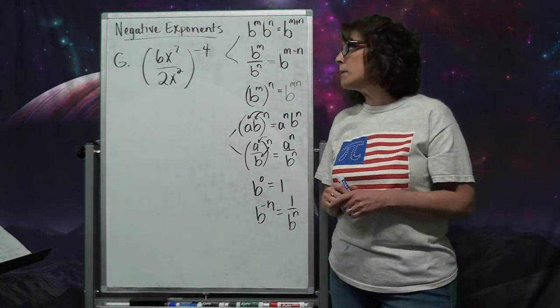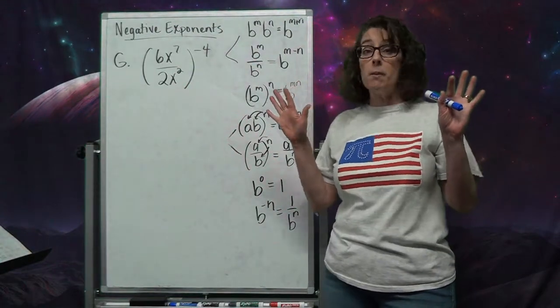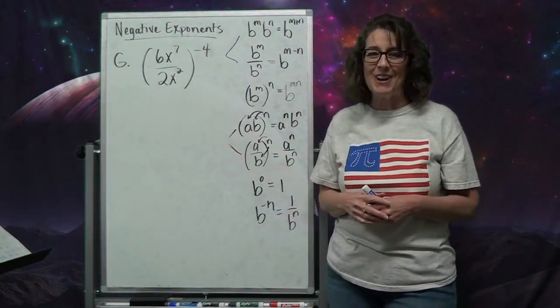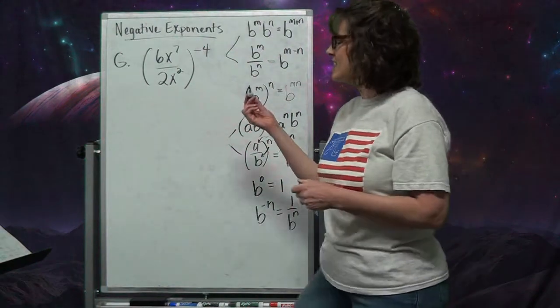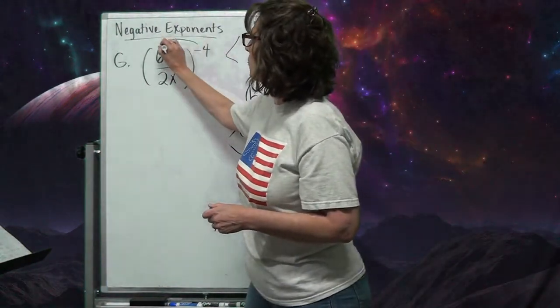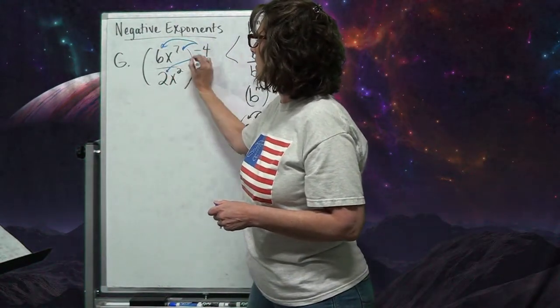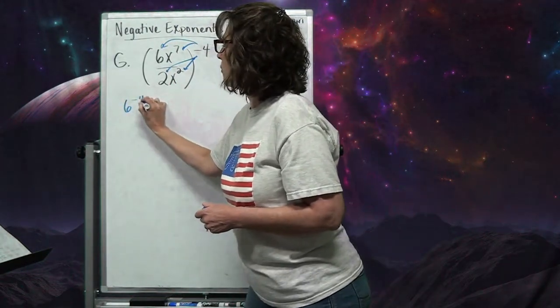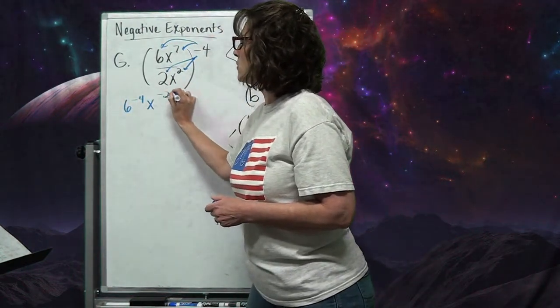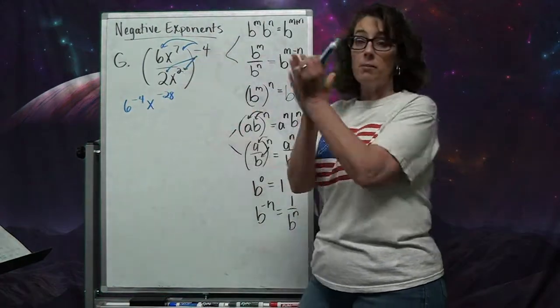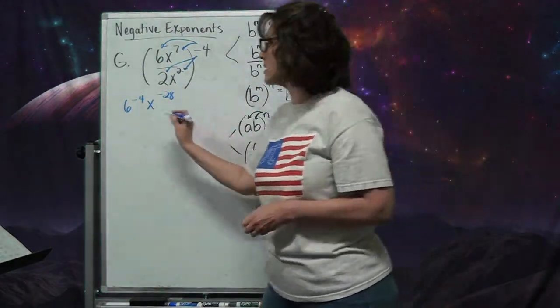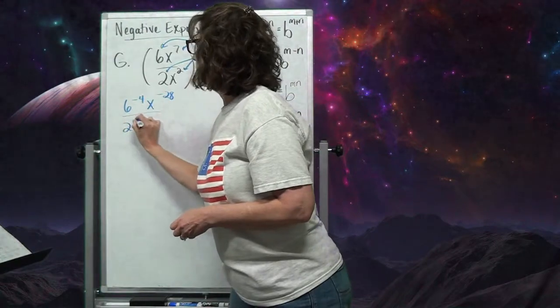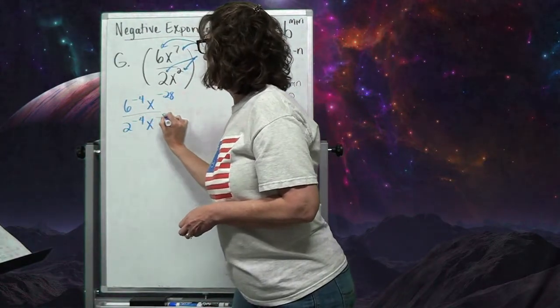One way, and what most people do, is they go, okay, distribute the power. And so they'll say, well, I'm going to distribute my -4 here, here, here, and here. That will give me a 6 to the -4th, x to the -28th, because remember, right up against that parentheses indicates I'm going to multiply those exponents. 2 to the -4th, x to the -8th.